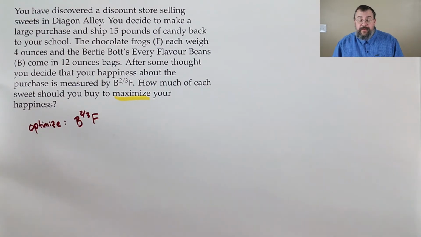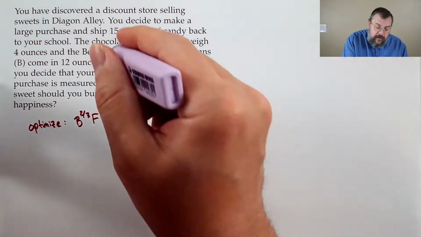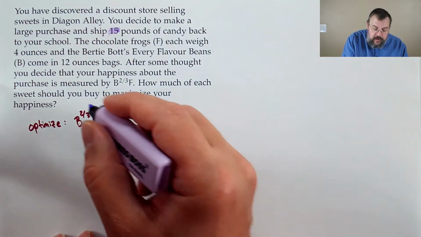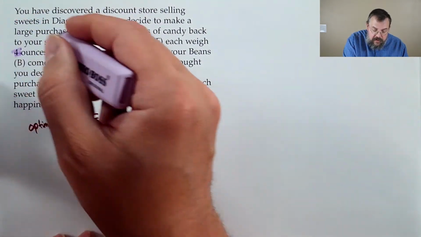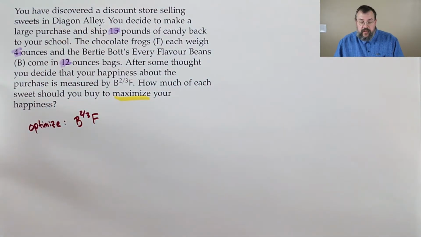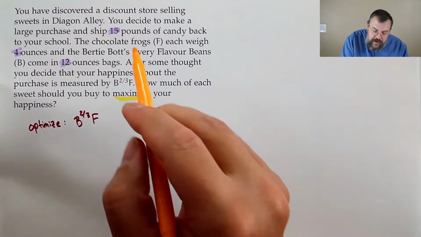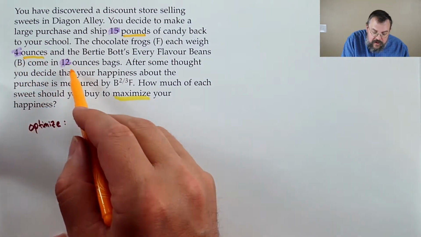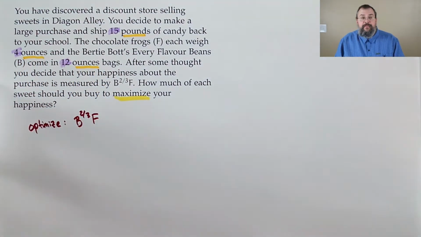And there's also a lot of information we haven't used. So, for instance, we're told 15 pounds, all right, and we know how much things weigh. 4 ounces are the frogs, and 12 are the beans. All right. Now, there is, of course, one small thing we've got to be careful of, and notice they are slightly different units, so the pounds versus ounces. So we've got to make sure we don't get thrown off by that.